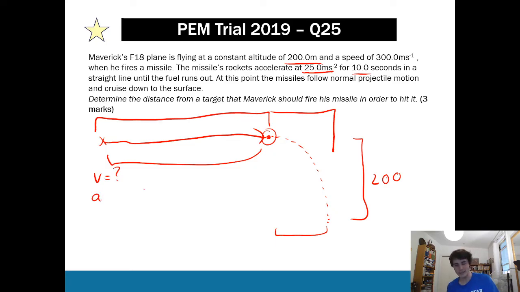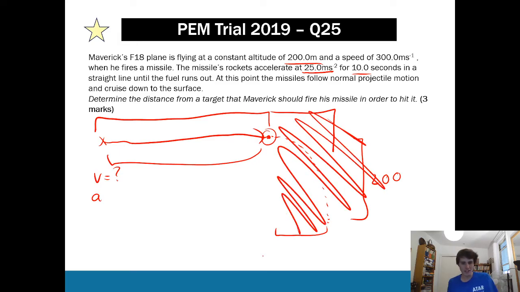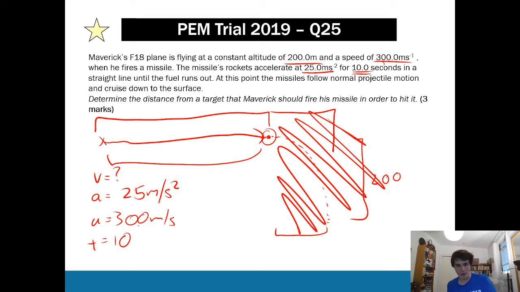We are told in this first section of the motion, and just to clarify, I am only focused on this first section of the motion so far. We can ignore whatever's happening over here. We're just interested in section one. So at this point, our acceleration is 25 meters per second squared, and our initial velocity, we're told, is a speed of 300 meters per second. We also know that this happens for 10 seconds, so t is equal to 10, and we want to figure out our s as well.